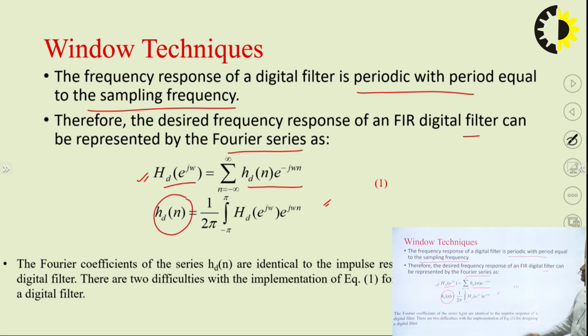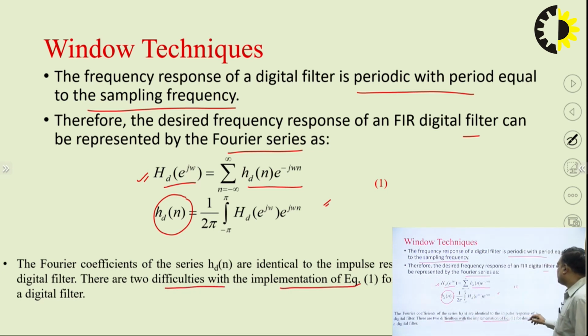Because the spectrum Hd(e^jω) is continuous, we have to use the integration sign, from minus pi to pi. It extends from minus infinity to infinity, but it is periodic also with period 2 pi, so that's why we have taken the limit minus pi to pi. You can also write it as 0 to 2 pi. This is how we can obtain the desired impulse response. Now, the Fourier coefficients of this series, hd(n), are identical to the impulse response of a digital filter.